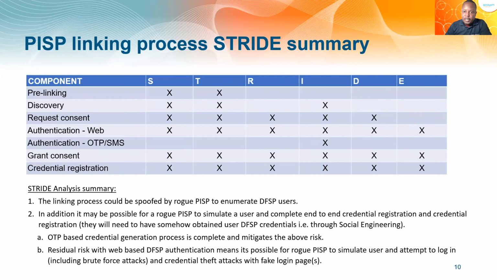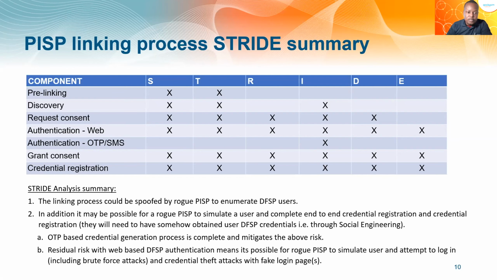Now, you see from the pre-linking process, there's a possibility of spoofing and tampering. And the discovery process also has spoofing and tampering risk. Again, here we're just talking about a rogue element within the PISP attempting to mimic a user. When it comes to the next steps, from requesting consent to credential registration, there are additional risks that come up simply because of two things.